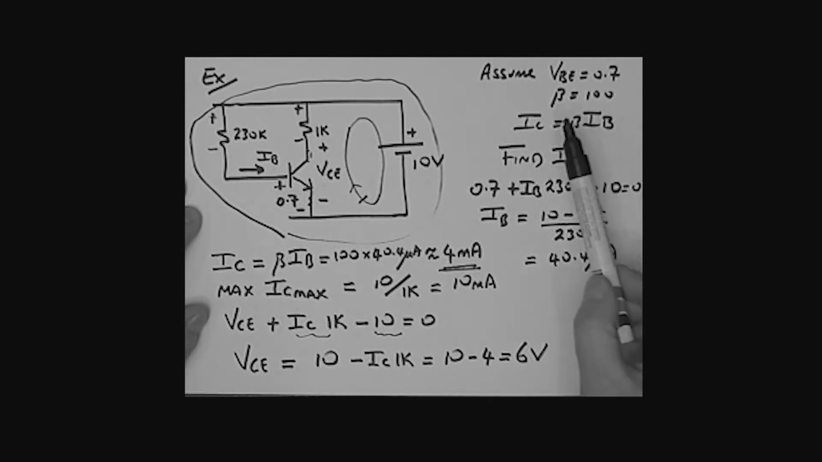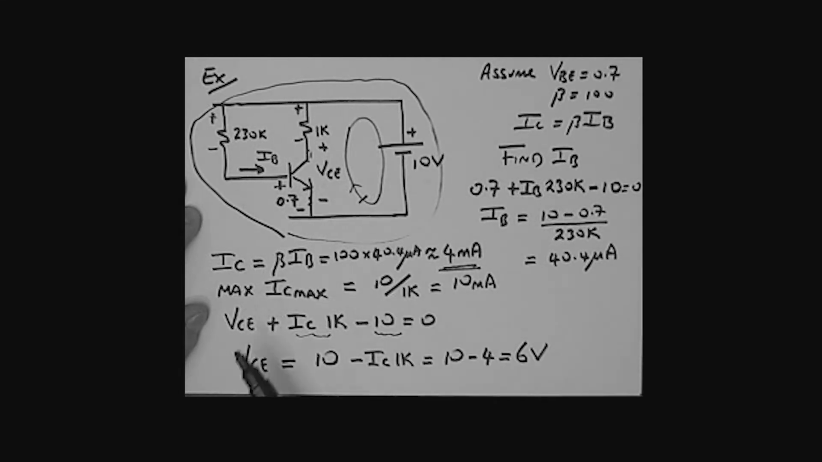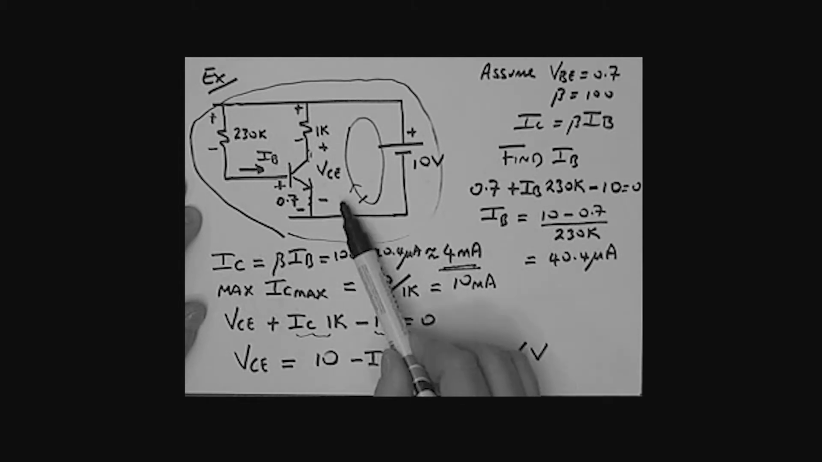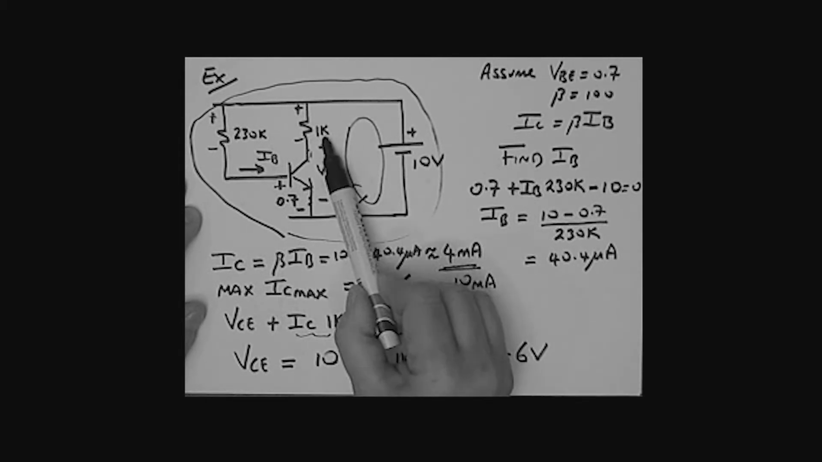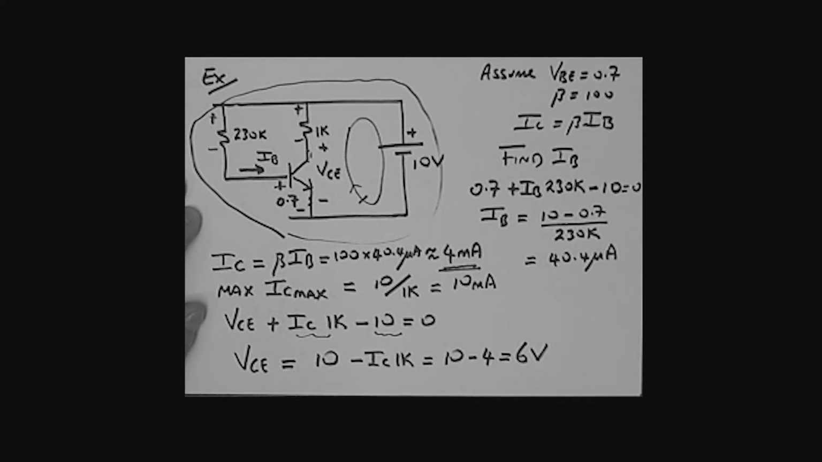What did I have to do? I had to first find the base current. How did you do that? That was a simple loop. I then calculated the collector current based on this relationship: IC is beta times IB. I did a check to see that this current that I've calculated has not exceeded the maximum. It has not, so this is a valid equation. Then I simply took a loop around here to find the one thing I hadn't found, which was VCE.